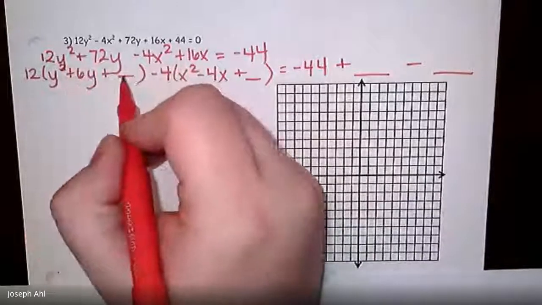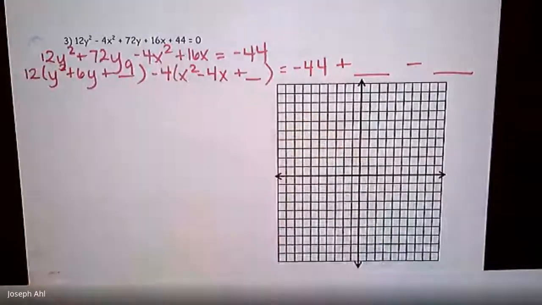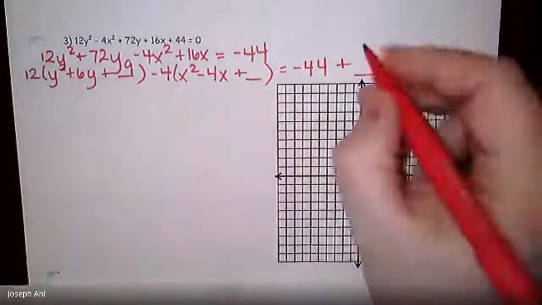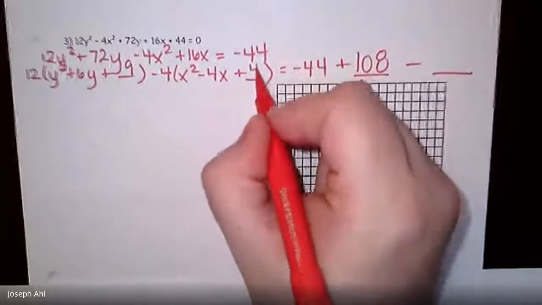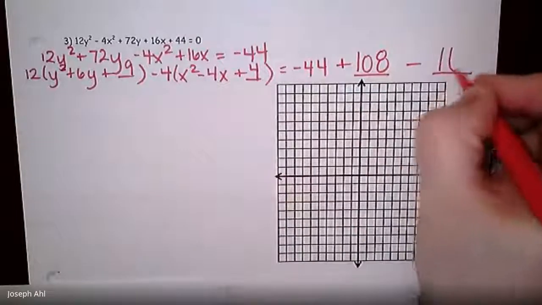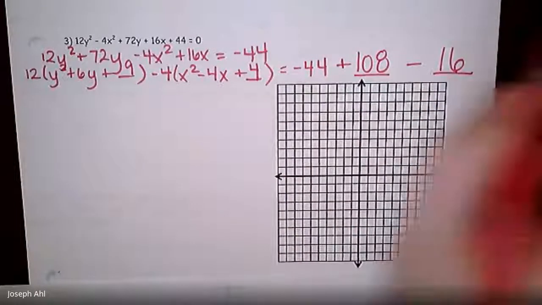All right, so this is going to be a 9, right? And I'm really hoping, I think 9 times 12 is 108. I'll double check that in a sec. And then here it's going to be a 4 to complete the square. So I'm going to have to subtract 16 to kind of keep this balanced.